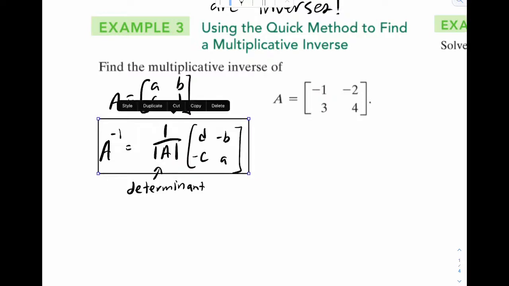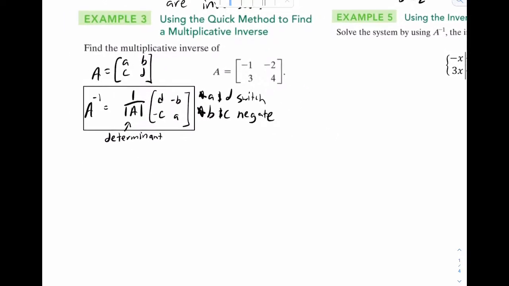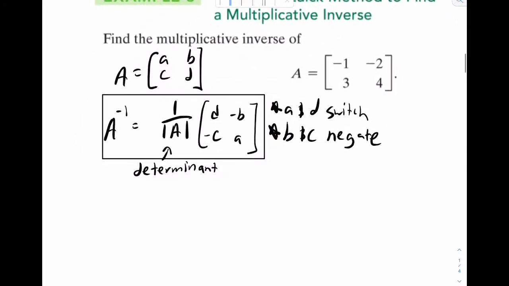That's a formula that most people use because it's really fast, and it looks really hard to remember. It's really not too bad, because you'll notice a couple things here. A and D will switch. So notice that A and D switch. B and C don't move. So put a star: B and C negate. That's a really easy way to remember what happens. A and D will switch. B and C negate.